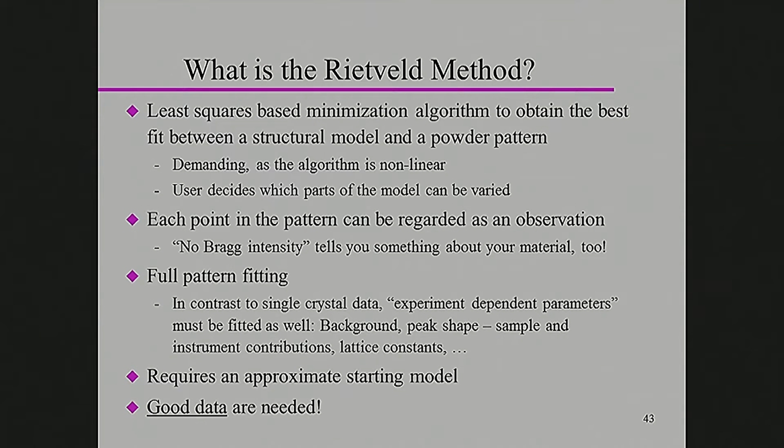Just like single crystal methods, this one is a least squares based minimization in which you try to get the best fit between a structural model and your pattern. It is demanding as it is nonlinear. And you as the user have to decide what variables you touch. Note that every data point in the pattern is an observation. Every intensity also tells you something about your material. Okay? You're fitting the full pattern. That's very different from single crystal data. Your background, your peak shape, sample and instrument contributions, all of that needs to be taken care of. And you do need good data and a starting model to do this. Okay?